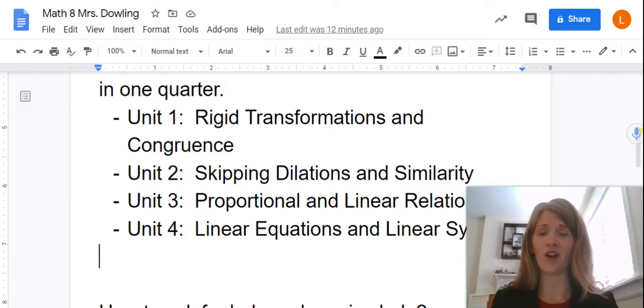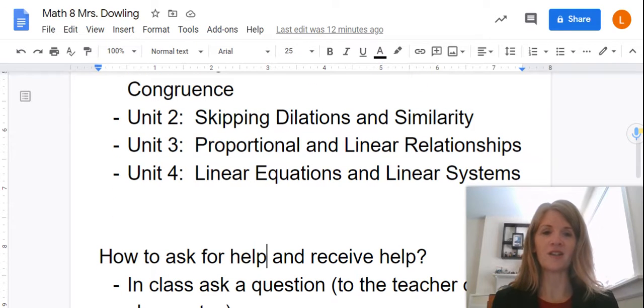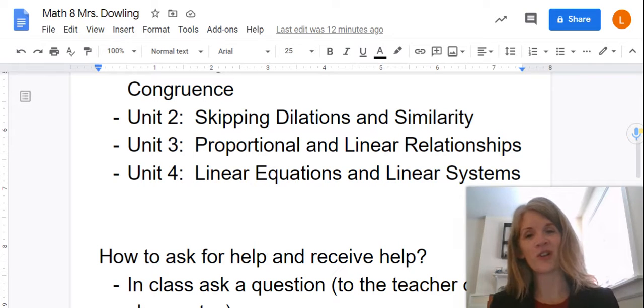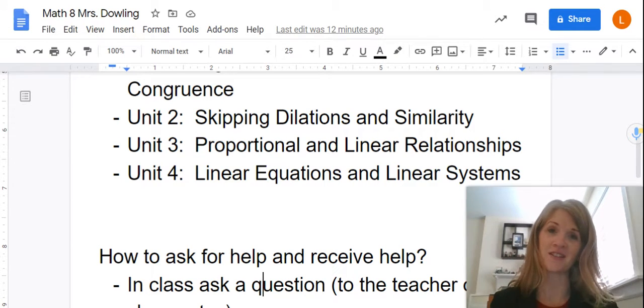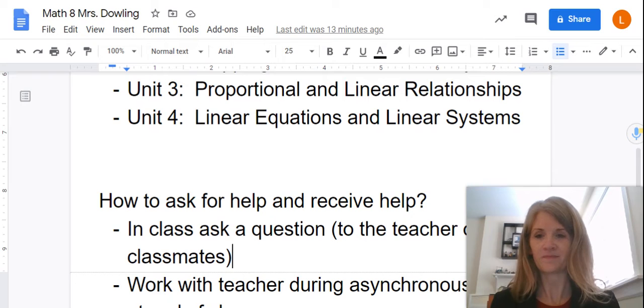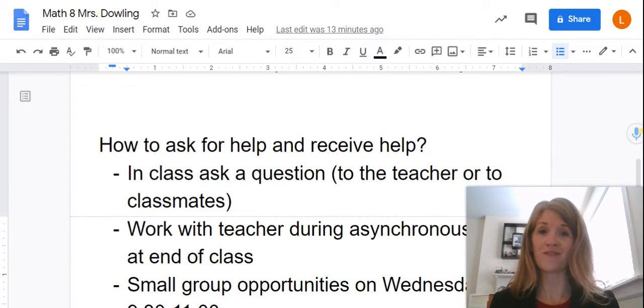Everyone did really well on our first unit. We've already finished that and moved on because we are moving quick. That was rigid transformations and congruence, where we got into shapes and angles. And now we are into basically algebra, even though that's not what the class is called, but it's proportional and linear relationships on graphs, in tables, equations, and talking about situations. Then we'll be moving into actually linear equations and linear systems, where we look where two lines intersect and what does that point mean. So we're going very fast.